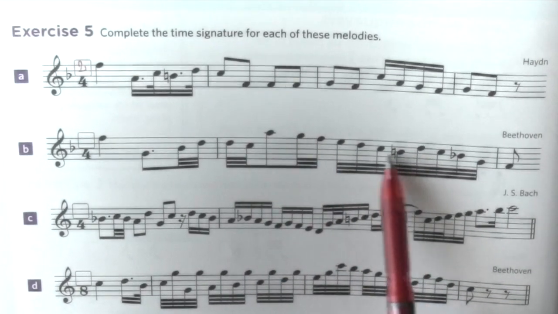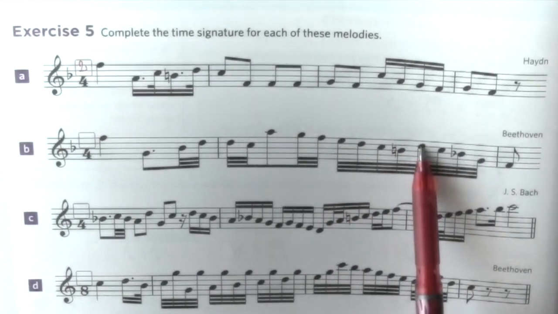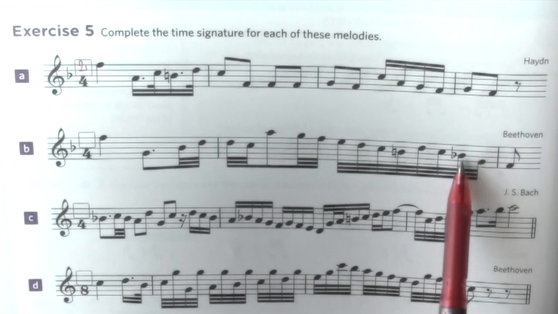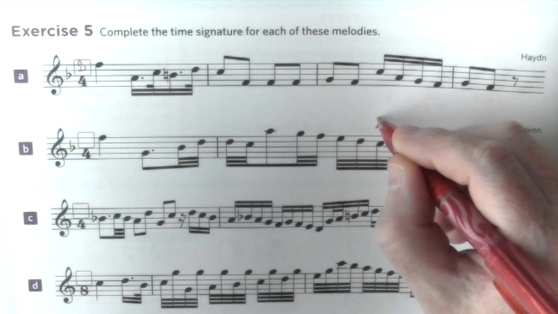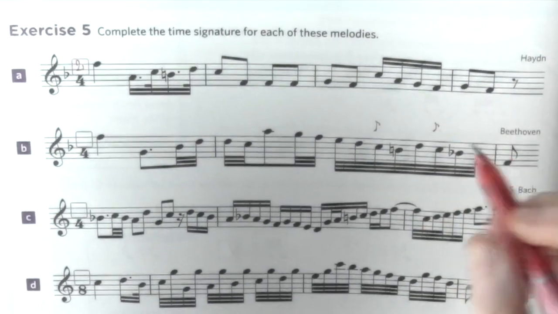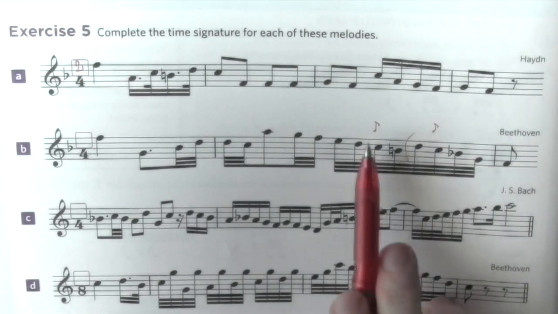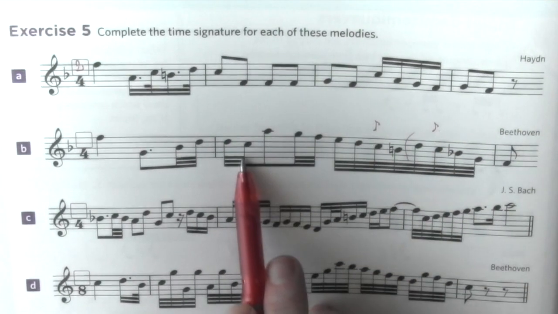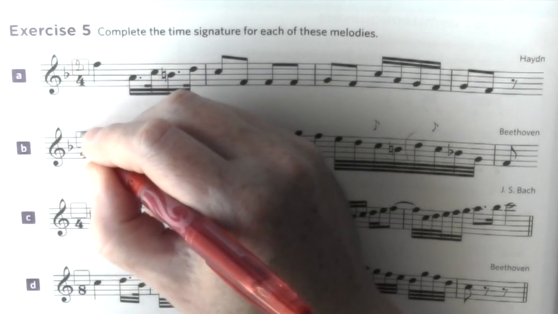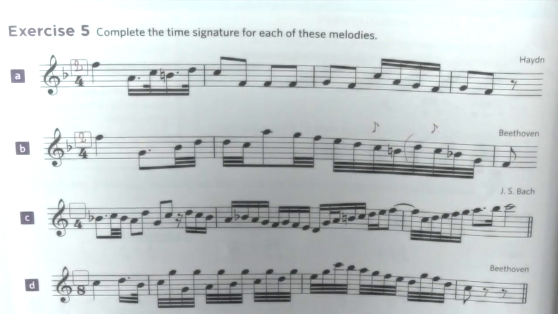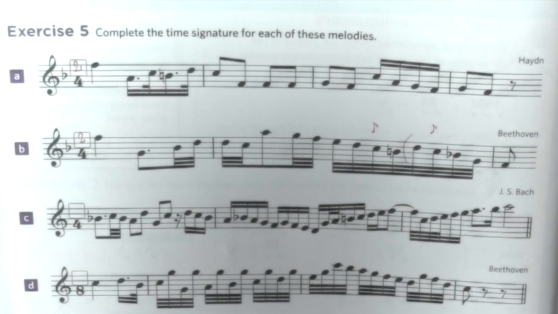Now 1, 2, 3, 4, that's one quaver. 1, 2, 3, 4, that's another quaver. So one quaver and one quaver. So two quavers, one crotchet, two quavers, one crotchet. So another 2/4.